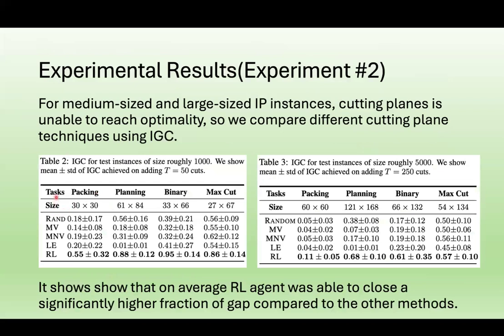Now when we compare RL with the four techniques for all the four classes of problem, we see that RL was able to achieve higher integrality gap closure values for both medium-sized IP instances and also large-size IP instances. We can see the results over here that RL is performing better than all the four techniques. So this shows that on average, the RL agent was able to close a significantly higher fraction of the gap compared to the other methods.